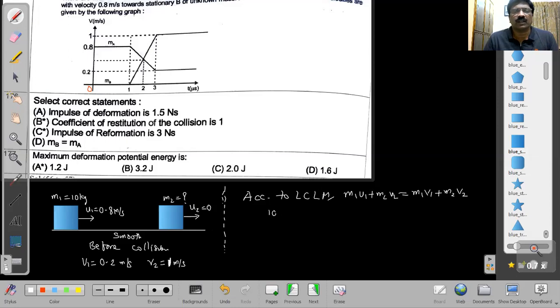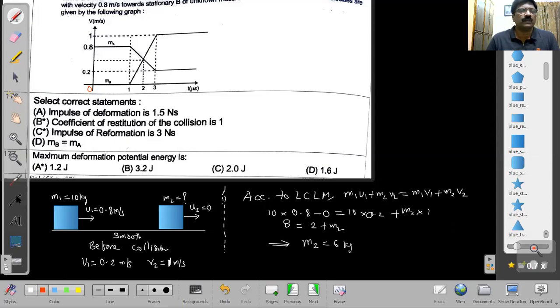m1 means 10 kg into u1 0.8 plus m2 into u2 0. That's why you write 0 is equal to m1 10 kg into v1 means 0.2 plus m2, which we have to find, into v2 1 meter per second. So this becomes 8 is equal to 10 into 0.2, that means 2, plus m2, that implies m2 is equal to 6 kg, no? m2 is equal to 6 kg.